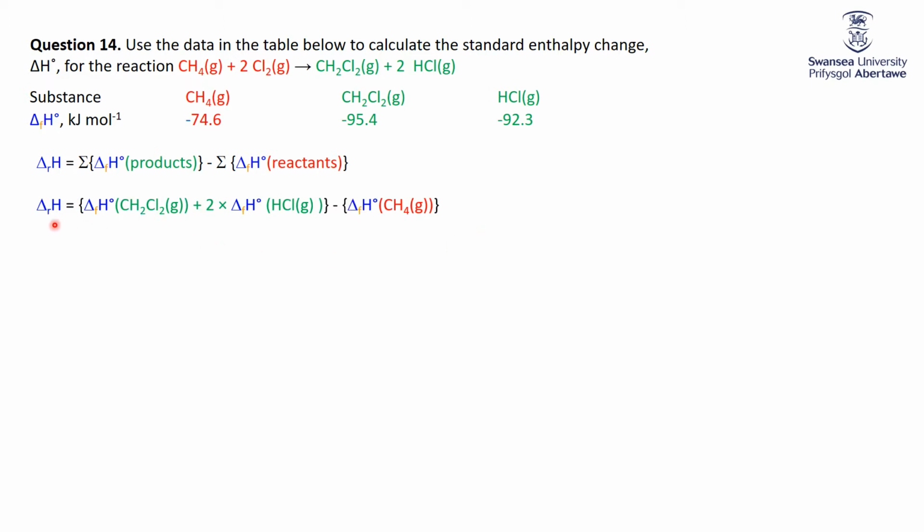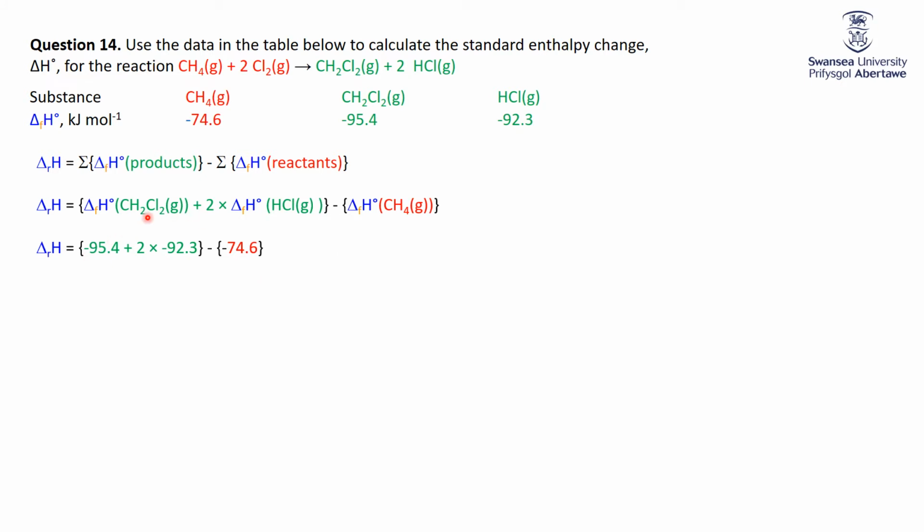So the heat of reaction is the heat of formation of CH2Cl2, plus 2 times the heat of formation of HCl, minus the heat of formation of CH4. I haven't bothered to put in 2 times the heat of formation of Cl2 because it is an element in its natural state. Drop in the values that we get from what I was given.